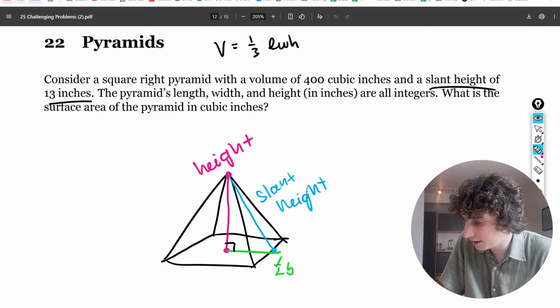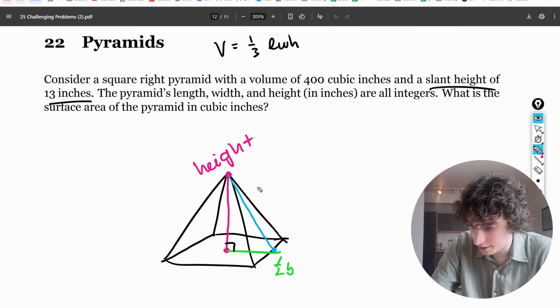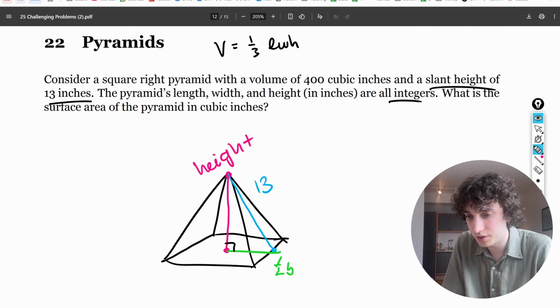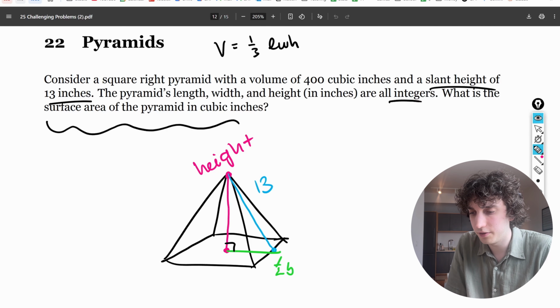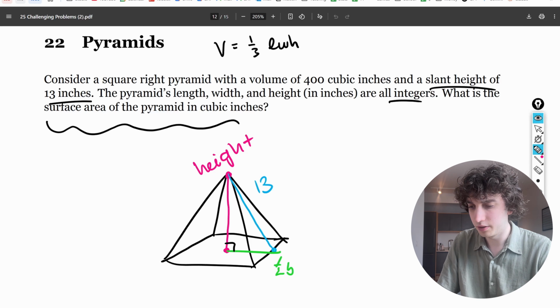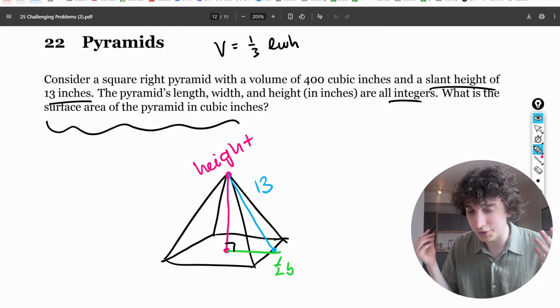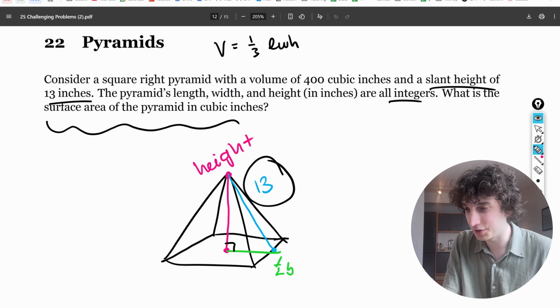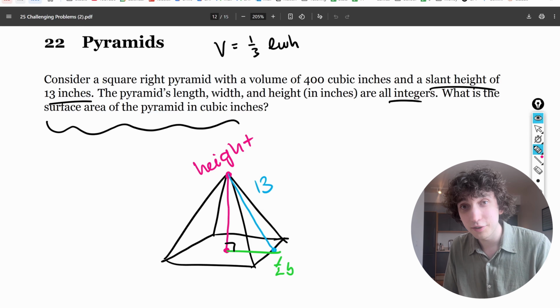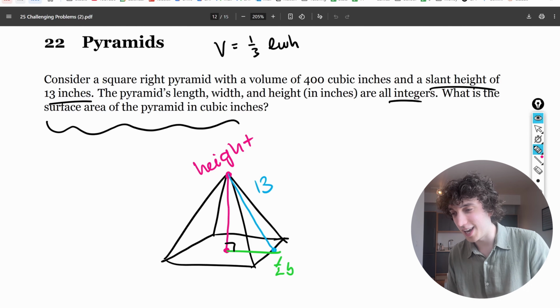So the slant height in this case is exactly 13 inches. The pyramid's length, width, and height are all integers. What is the surface area of the pyramid in cubic inches? So this problem already looks unsolvable, right? Like, how are we supposed to get the surface area just by using the slant height and the volume? Like, there's no way this is possible. It actually is, and we'll take a look at why.